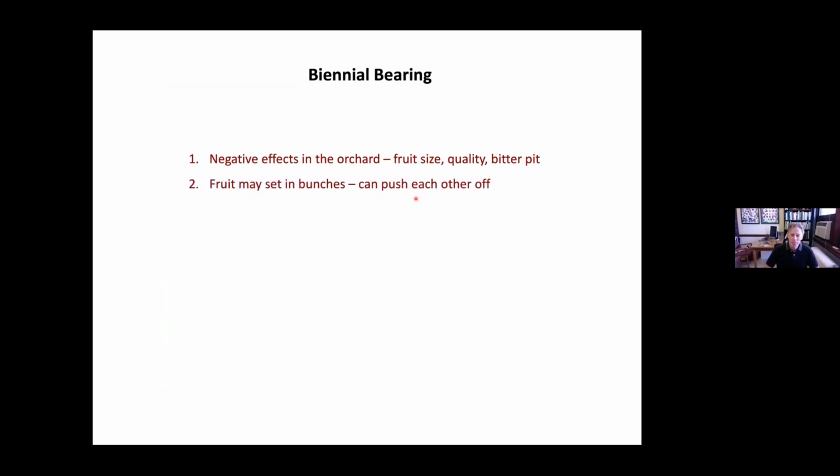Fruit also may set in bunches. And when fruit is very bunchy and you have a lot of fruit together, as they grow, they can push each other off. And this is very true for fruit that have very short stems. Something like a Macintosh should be typical of that.